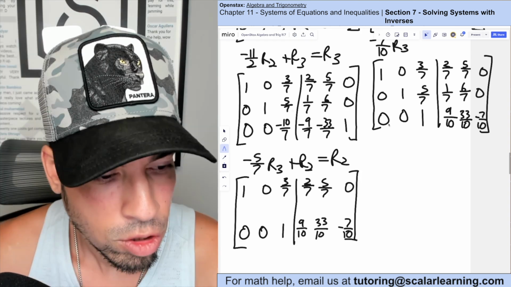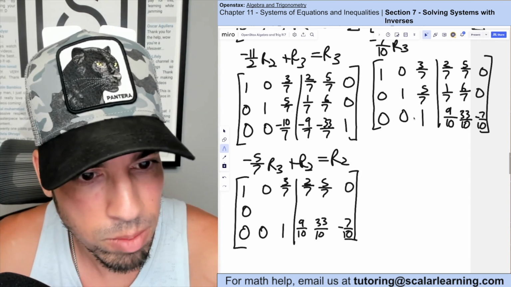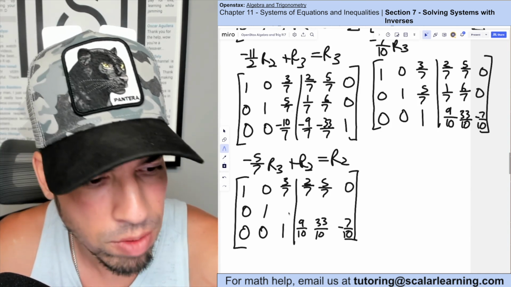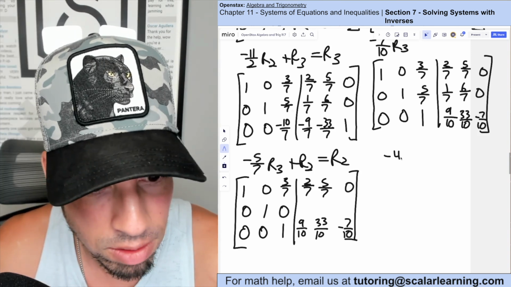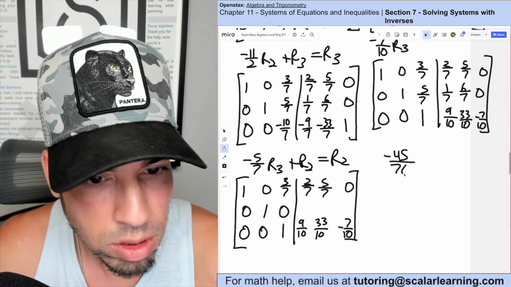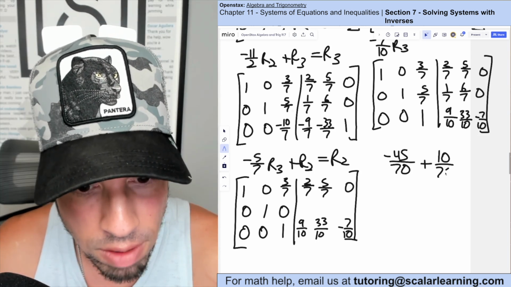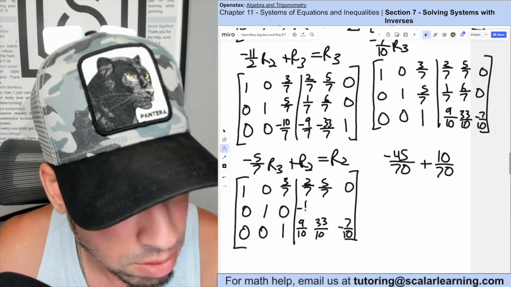Let's write it out. So we got negative 5/7 times 0 is 0 plus 0 is 0 times 0 is 0 plus 1 is 1 times 1 is negative 5/7 plus 5/7 is 0. Great. And then times 9/10 is negative 45 over 70 plus 1/7, which is the same as 10 over 70. So that's going to give us negative 35 over 70, which is just negative 1/2.